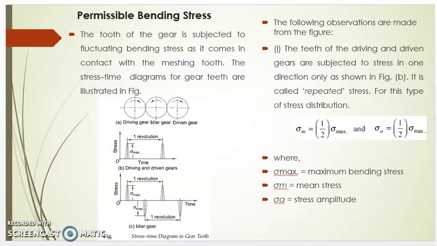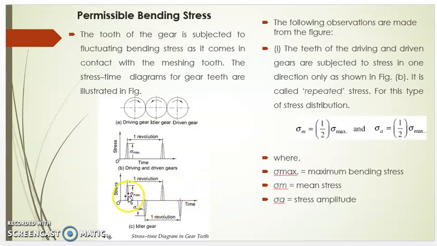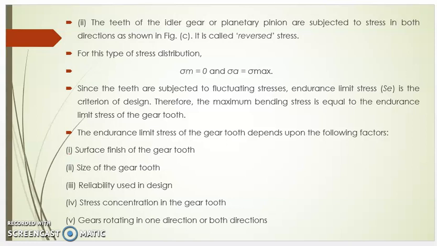For this type of stress distribution, sigma M is equal to sigma max divided by 2 and sigma A is equal to sigma max divided by 2, where sigma max is the maximum bending stress, sigma M is the mean stress, and sigma A is the stress amplitude. The teeth of the idler gear or a planetary pinion are subjected to stress in both directions, as shown in figure C. Stresses are there in both directions of this zero line. It is called reversed stress. For this type of stress distribution, sigma M is equal to 0 and sigma A is equal to sigma max.